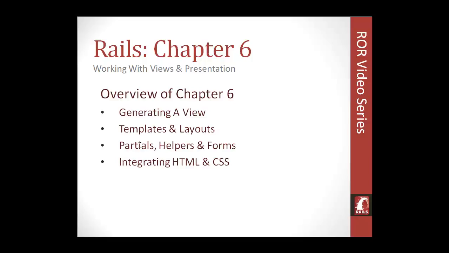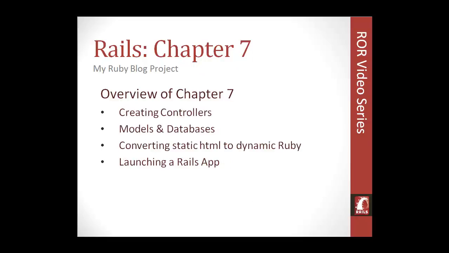Chapter 6 will be the V in MVC, which is the views, what your users and website visitors will see. It usually consists of HTML and CSS with some Ruby integrated into it. So we'll be generating a view. We'll take a look at templates and layouts, partials, helpers, and forms, and integrating HTML and CSS.